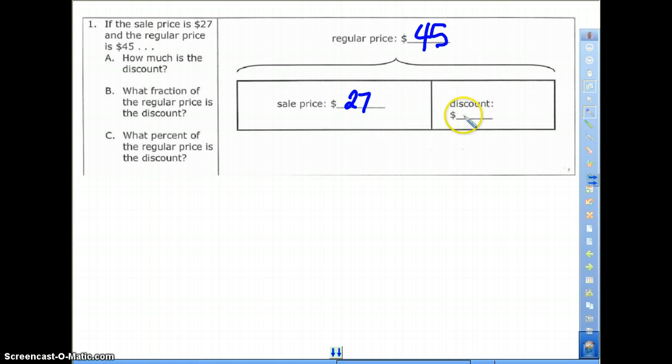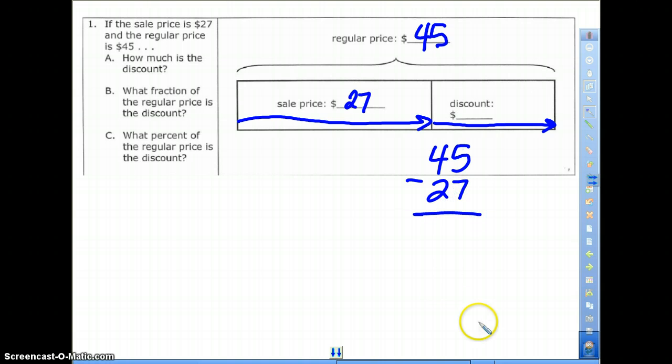How do we find the discount? From here to here on this bar, that's $27. If you add on the discount to the sale price, then you have $45. So let's take $45 and subtract 27. You guys go ahead and do that. Yeah, our discount is $18.